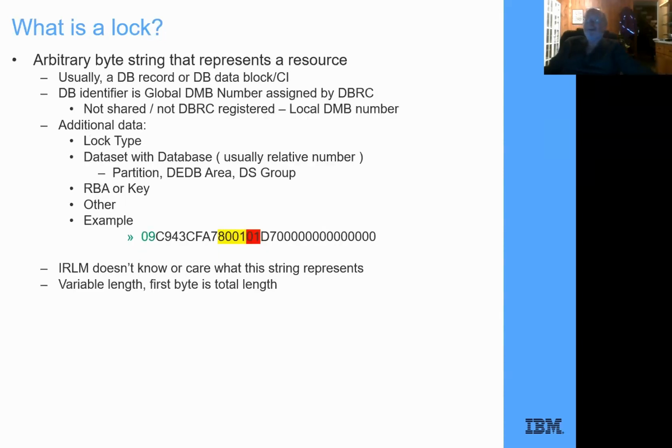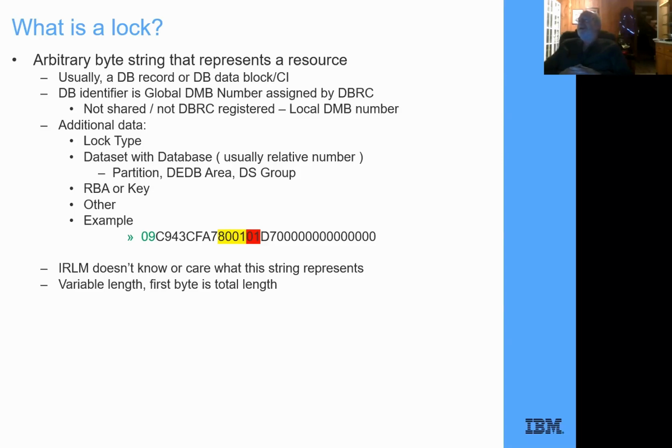So now we'll talk a little bit about the mechanics of locking. What's a lock? A lock is an arbitrary byte string that represents a resource. Usually the resource is a database record or a database block, although not always. There are locks on other things.